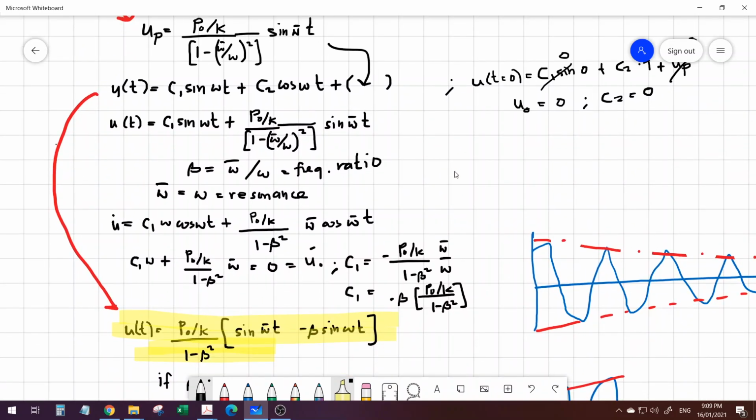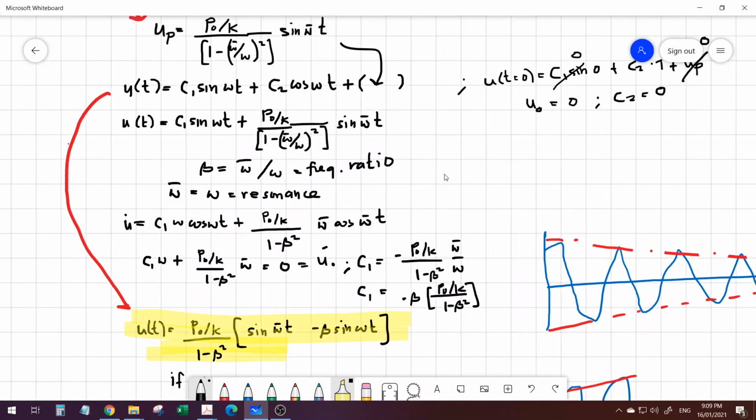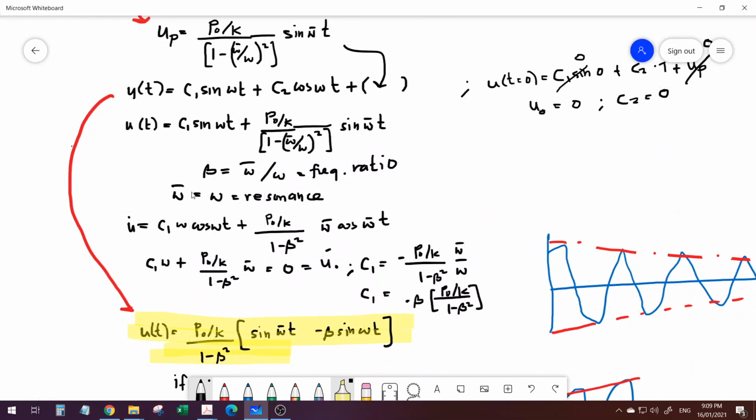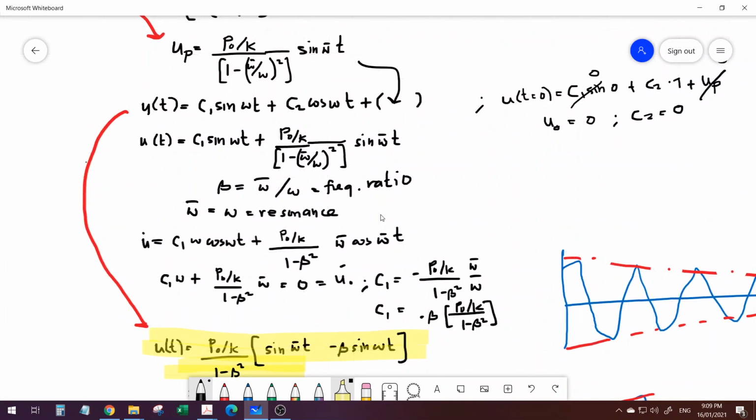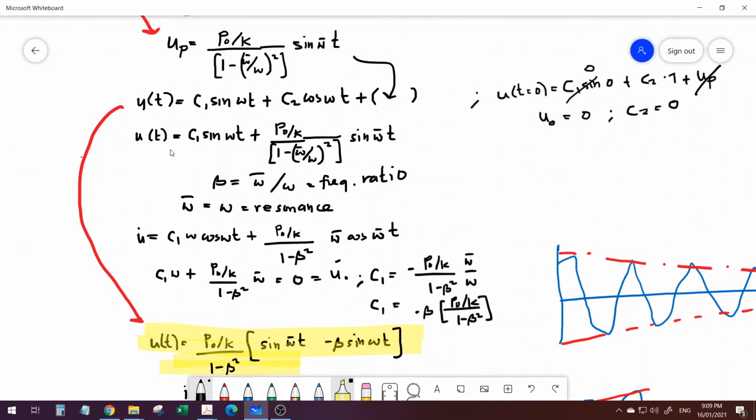So what's left will be u of t is equal to C1 sine omega t plus the particular solution. Take note, beta is the frequency ratio, omega bar over omega. And if omega bar, the excitation frequency of the load, is equal to the natural frequency of the structure, you get resonance. So your displacement is amplified further if you have resonance. Okay, so let's now find C1. So find the first derivative.